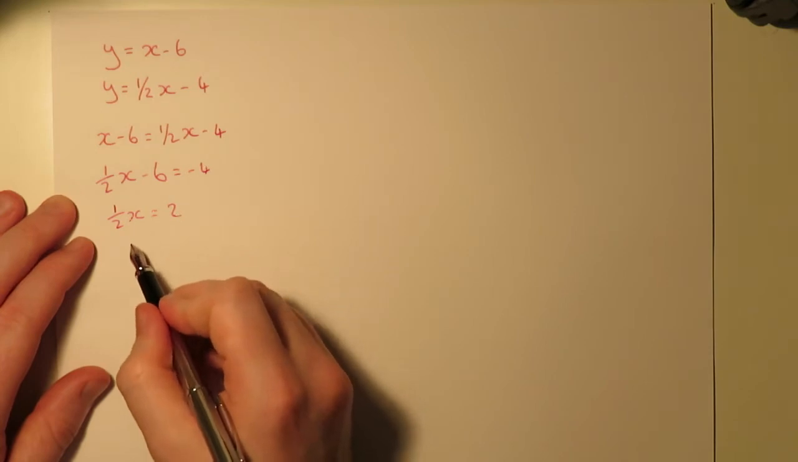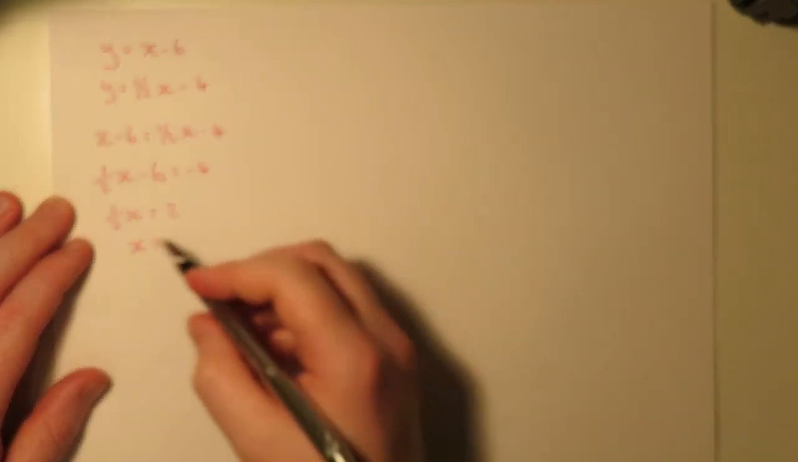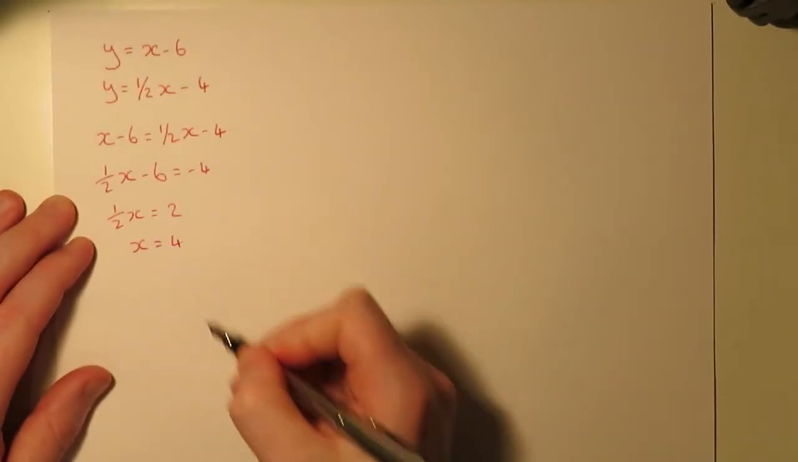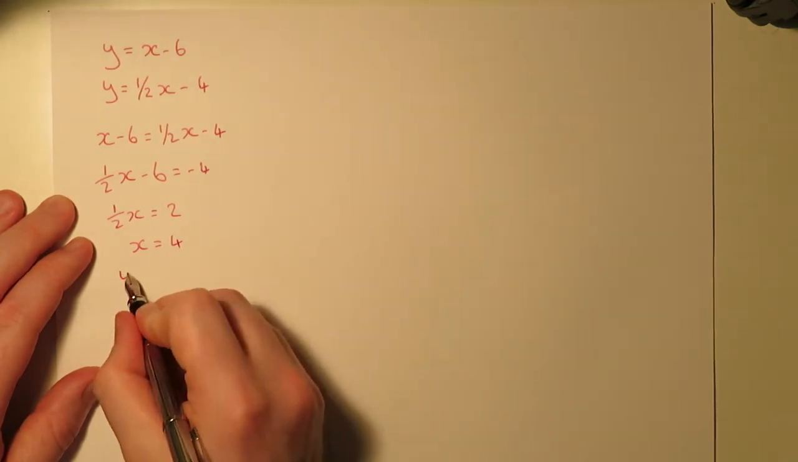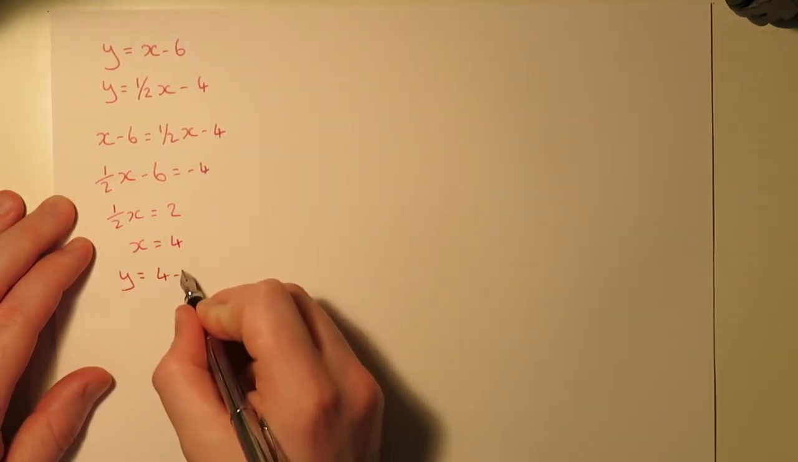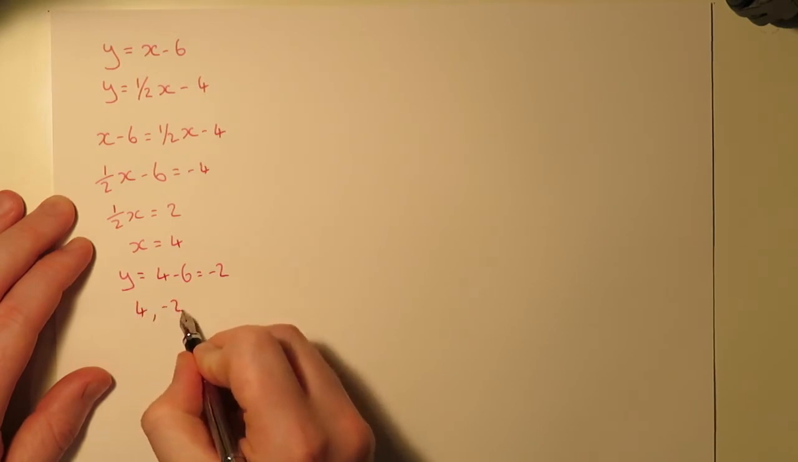And then to get x on its own, we don't want 1 half of x, we want x, so we times both sides by 2. 2 times 2 is 4. Substitute this into equation 1. y is equal to 4 subtract 6, which is negative 2. So then our point of intersection.